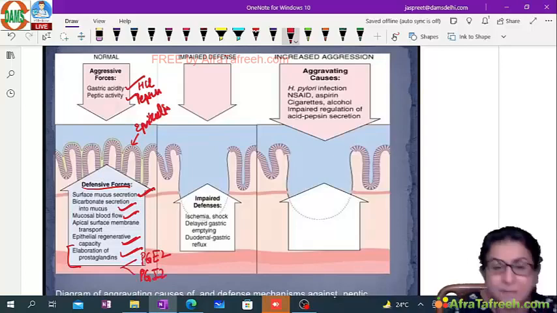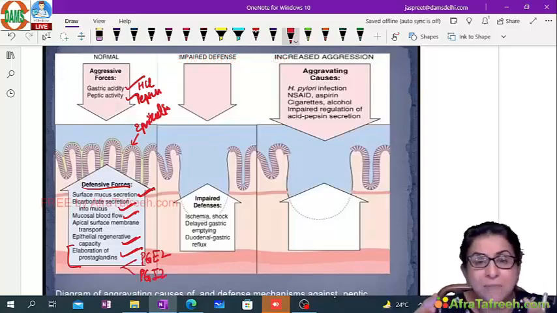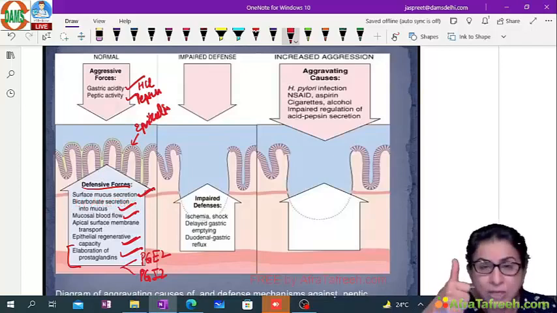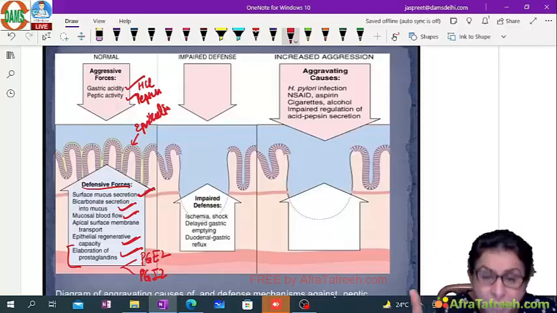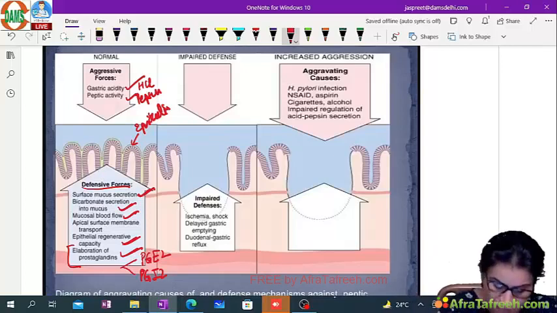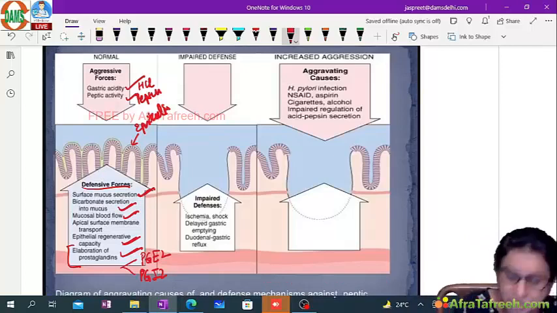These two prostaglandins are very important defense forces. They increase mucosal blood flow, they increase the bicarbonate secretion, they increase the mucus secretion. So prostaglandins have all the above actions. So these are the defense forces.